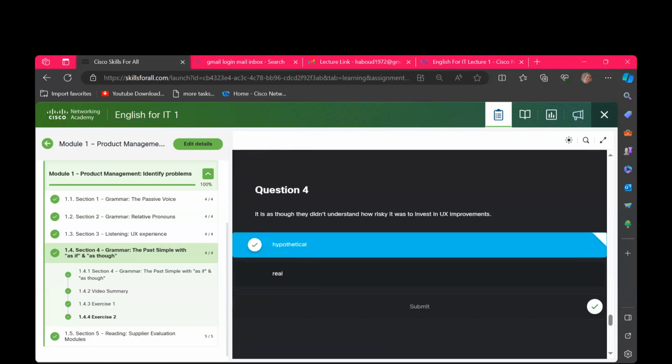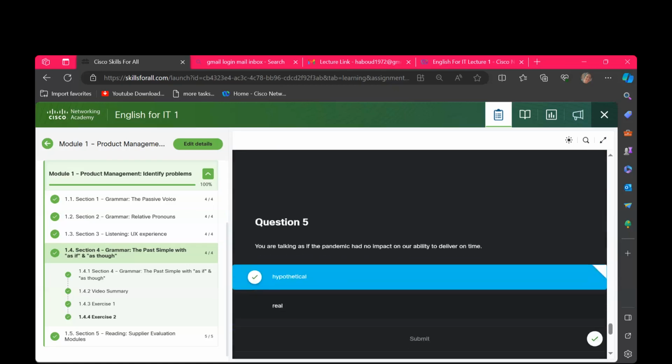Okay, question number 4, it's as though they didn't understand how risky it was to invest in UX improvements. What do you think? طب أنا عندي هنا as though أو as if. طبعا زي ما انتوا شايفين في أول الجملة it's as though، يبقى دي إيه على طول؟ hypothetical، يعني شيء افتراضي. Question number 5, you are talking as if the pandemic had no impact on our ability to deliver on time. What do you think? برافو عليكم، hypothetical لأن أنا عندي في بداية الجملة as if.